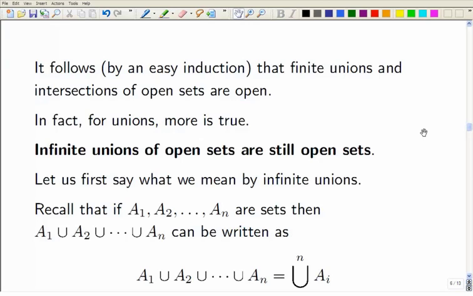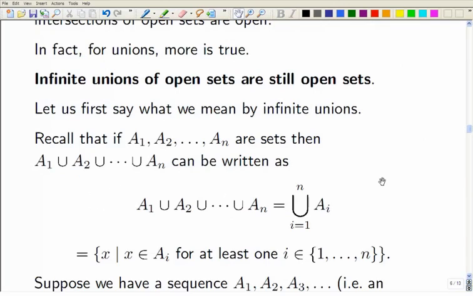But something interesting happens if you take infinitely many. It turns out that you can take a union of as many open sets as you like, and you're guaranteed to still be open. But that isn't true for intersection. If you take an intersection of infinitely many open sets, then in fact you might not be open anymore, as we'll see by some examples coming up later. Well, let's explain about these infinite unions and infinite intersections.